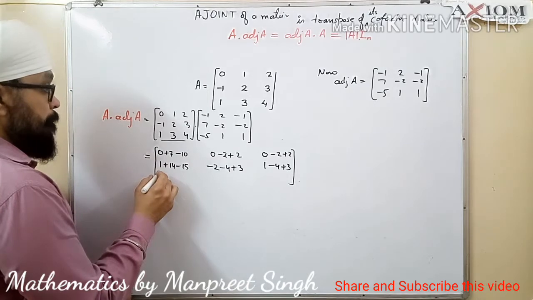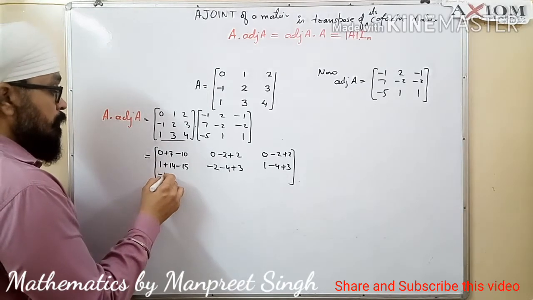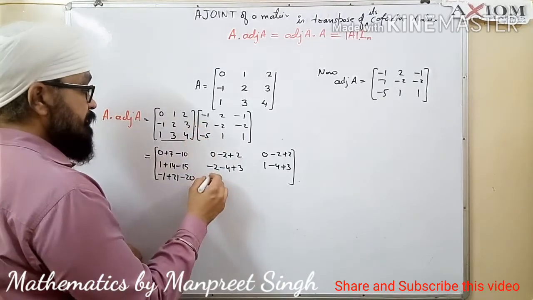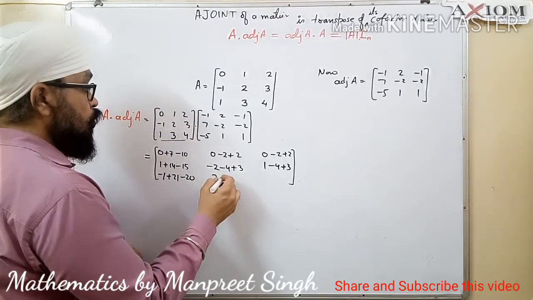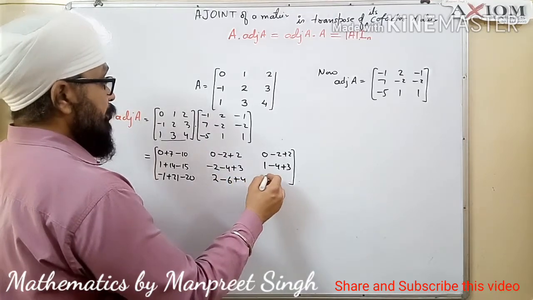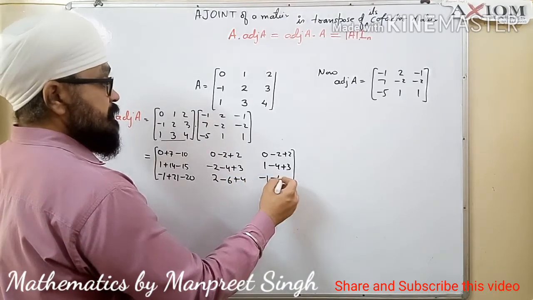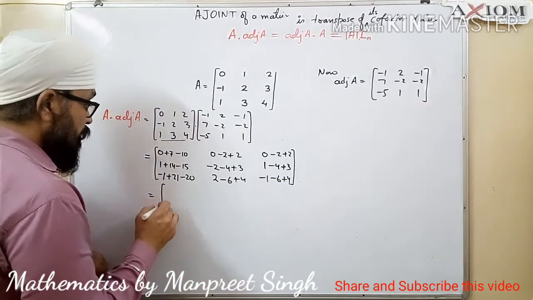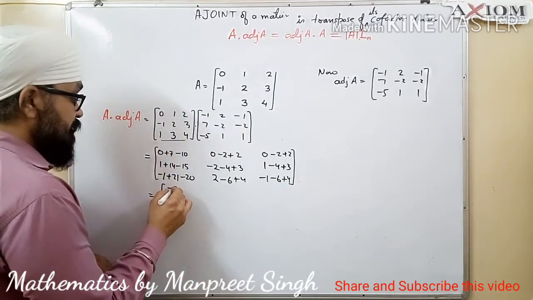We are getting -1 plus 21 minus 20. Next, we are getting 2 minus of 6 plus of 4. Then we are getting -1 minus of 6 and 4. So you can see this one. The result which I am getting is -3 over here.